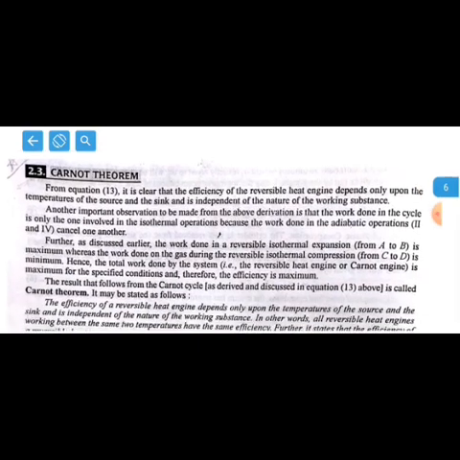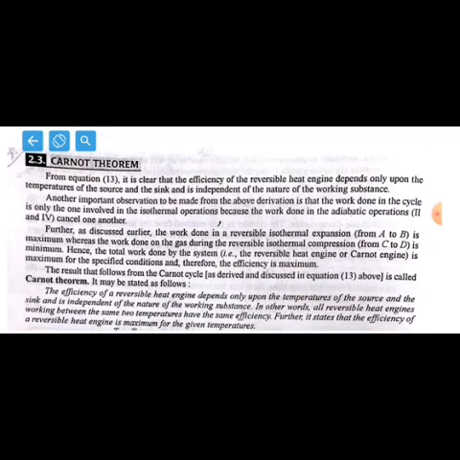Carnot theorem. From equation 13, it is clear that the efficiency of a reversible heat engine depends only upon the temperature of the source and the sink, and is independent of the nature of the working substance. Another important observation to be made from the above derivation is that the work done in the cycle is only the one involved in the isothermal operation, because the work done in the adiabatic operations 2 and 4 cancel one another. Further, as discussed earlier, the work done in a reversible isothermal expansion from A to B is maximum, whereas the work done on the gas during the reversible isothermal compression from C to D is minimum. Hence, the total work done by the system in the reversible heat engine or Carnot engine is maximum for the specified condition, and therefore the efficiency is maximum.